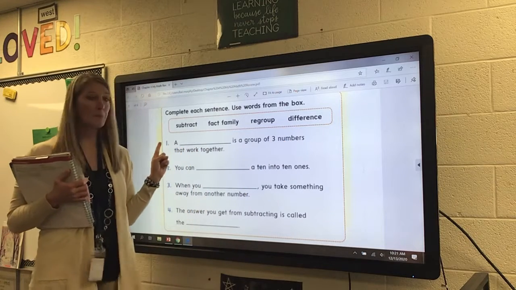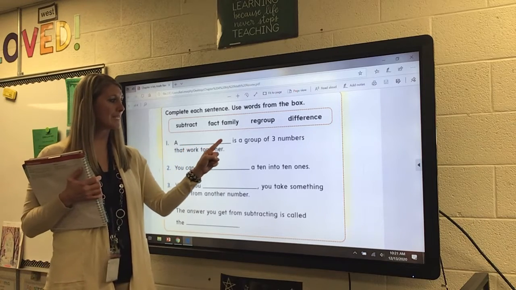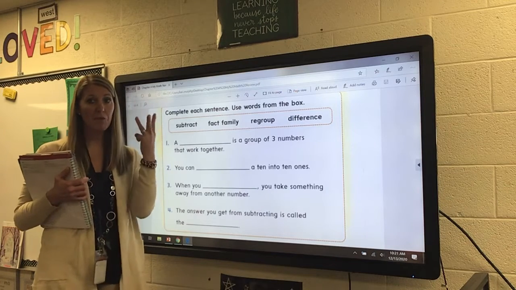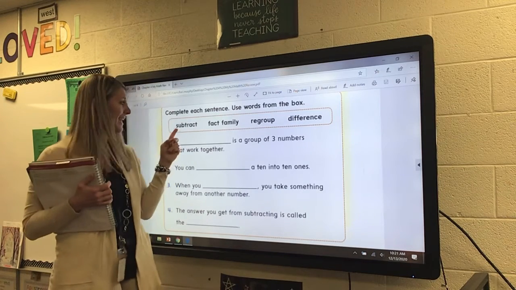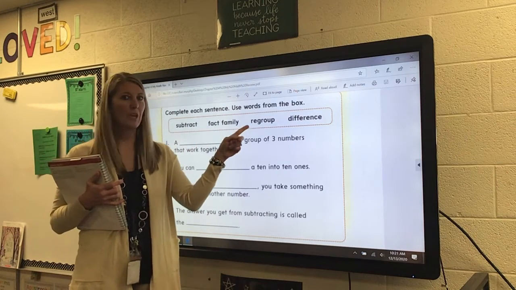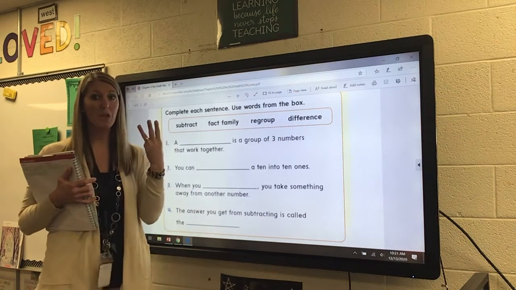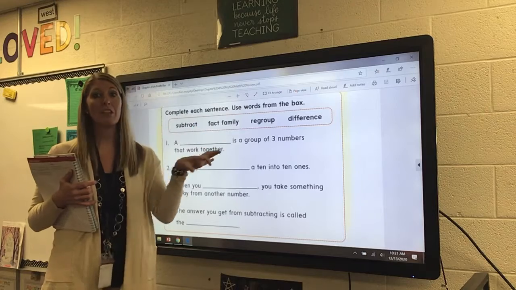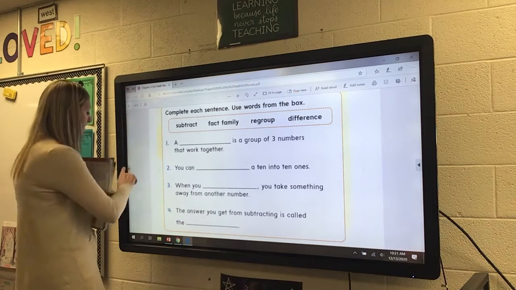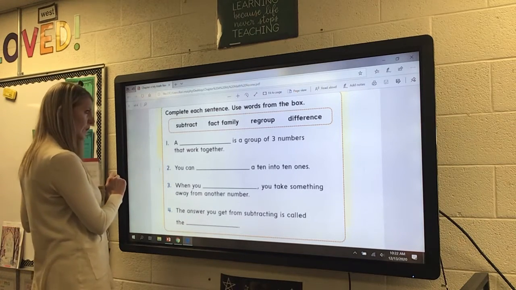Now, I will read number 1 and I want you to think, what would you put in this blank? A blank is a group of 3 numbers that work together. So when I have 3 numbers that work together, is that a subtract, a fact family, regroup, difference? It is a fact family. When you have 3 numbers working together, they're either doing addition or subtraction, but they're working together, and that is a fact family. So number 1 is fact family. Circle it and write it on the line.